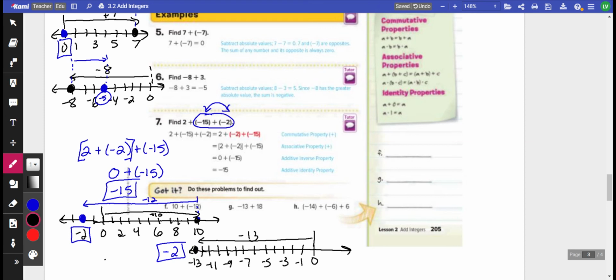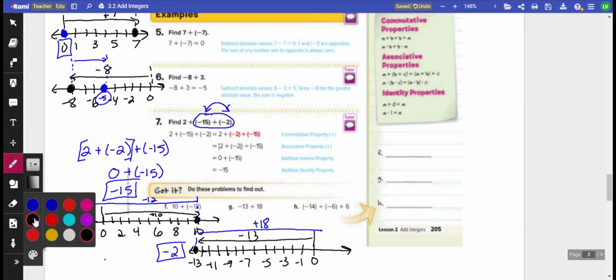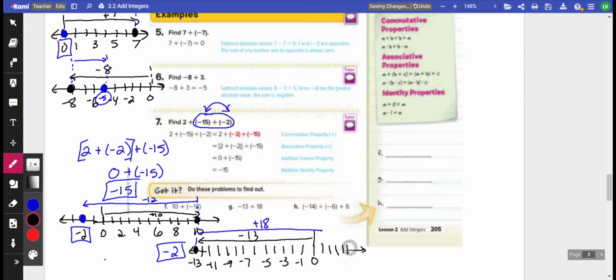Well, now I want to add 18. Well, I know 18 is bigger than 13, so I have to continue going to the right. Well, 18 minus 13 gives me 5. So when I extend that, I wind up with a value of 5.